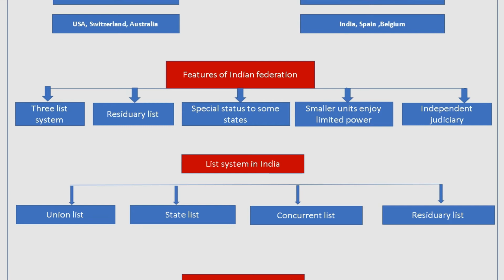The union list comes under the control of the union government. The state list comes under the control of the state government. The concurrent list comes under both governments, the union government as well as the state government. The residuary list comes under the union government.